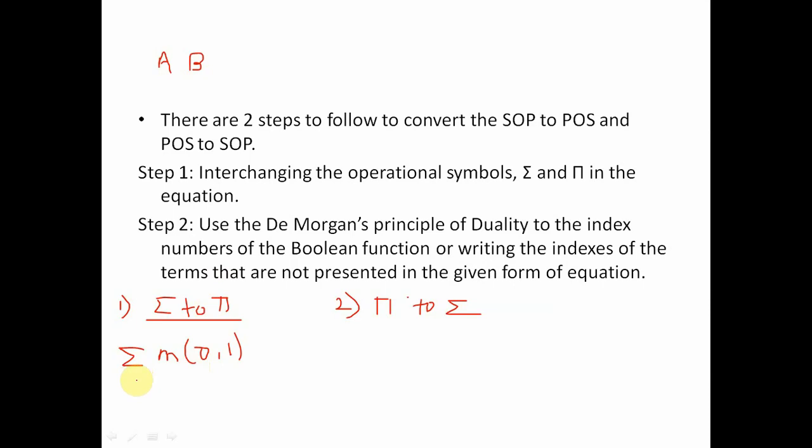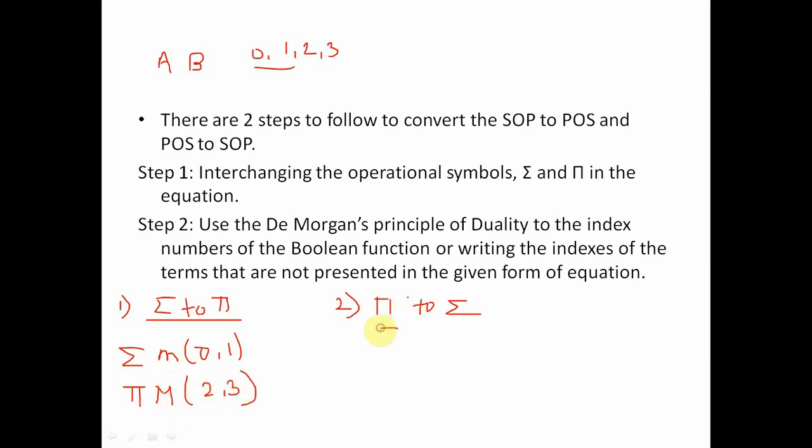But how many terms are remaining? In two variables, how many numbers are possible? 0, 1, 2, 3 numbers are possible. Here only 0 and 1 are present. So the remaining numbers are obtained by applying De Morgan's theorem: pi m is converted into 2, 3.